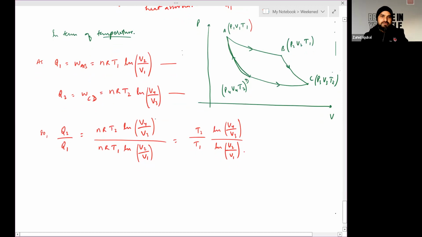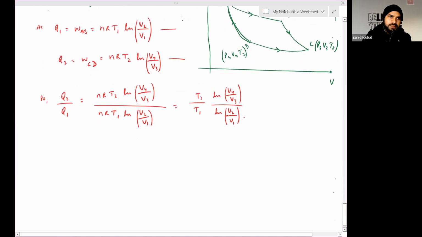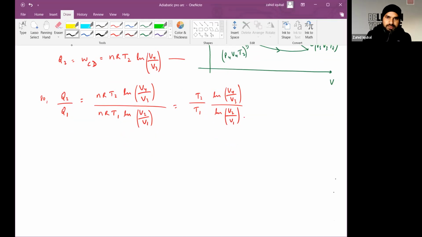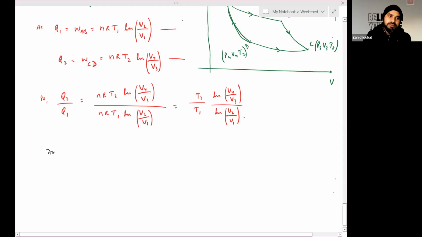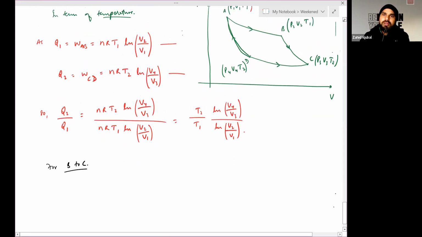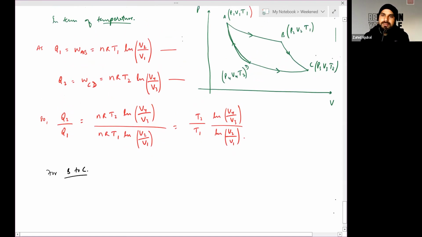Okay. So we have to somehow prove this ratio Q2 by Q1 equals T2 by T1, which we were calculating in the last class. So next we can do from this part, let's say for B to C, it is an adiabatic process. At point B, we have pressure P2, volume V2 and temperature T1. And at C, we have pressure P3, volume V3 and temperature T2.